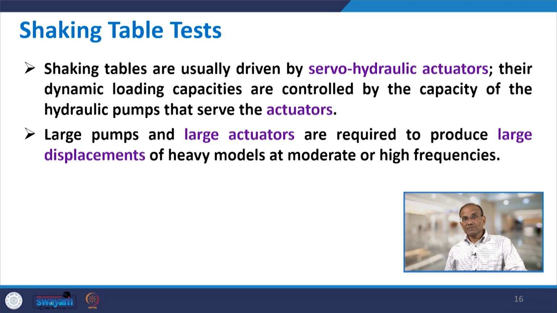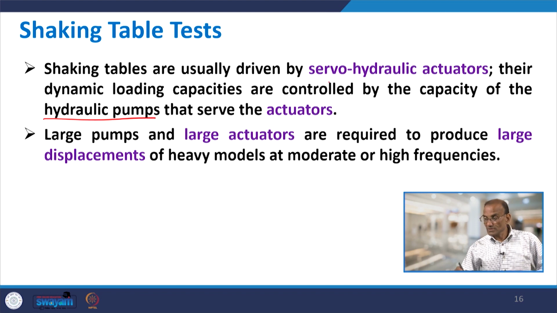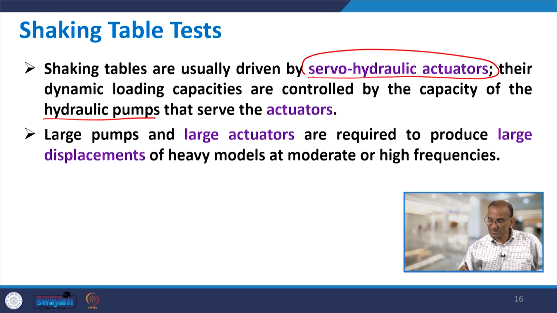These are usually driven by what we call servo hydraulic actuators, and the capacity of these actuators depends on the capacity of the hydraulic pumps. So, the servo hydraulic actuators are used inside this shaking table, and if you have hydraulic pumps with higher capacity, then you can shake with a higher acceleration and higher input. Large pumps and large actuators are required to produce large displacements of heavy models at moderate or high frequencies. So, if your objective is to produce large displacement, then you will require large pumps and large actuators.